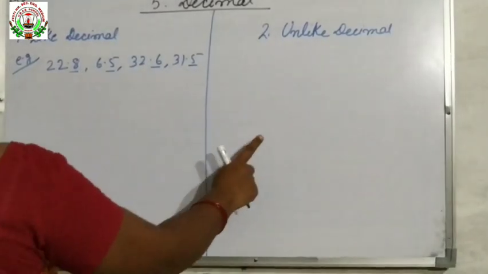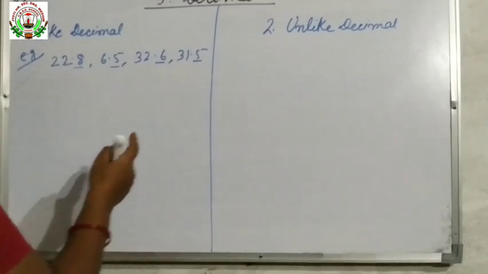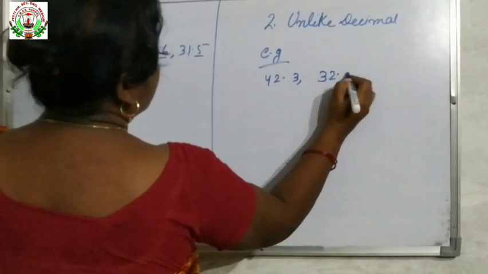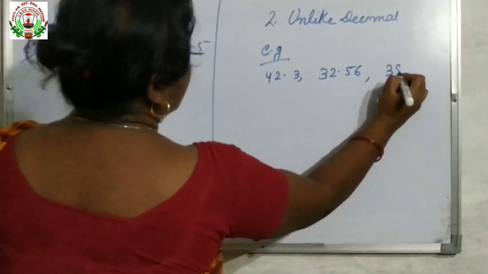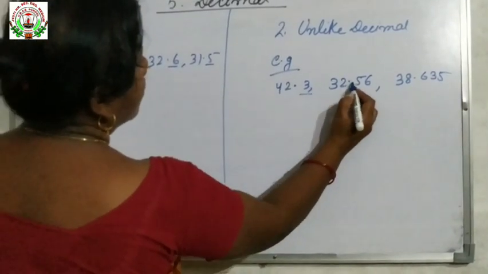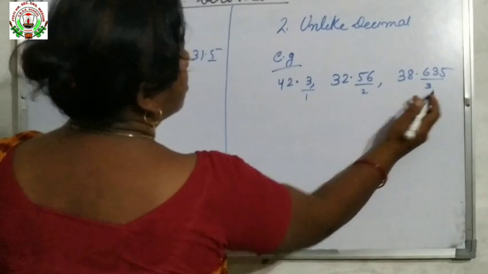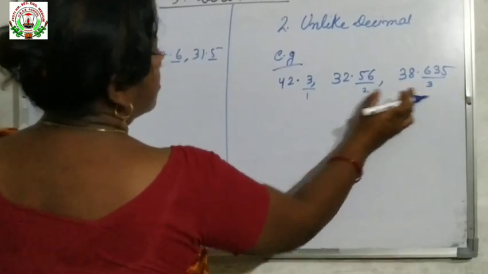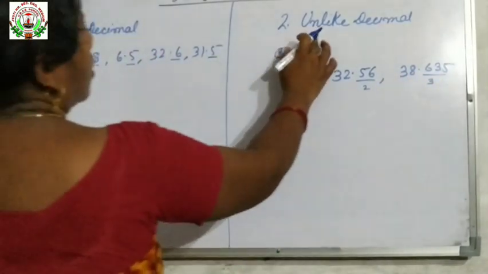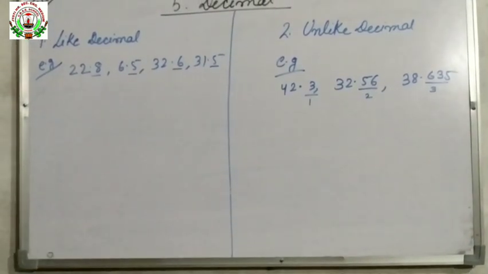Understood? And unlike decimals are those having a different number of decimal places. Just like 42.3, 32.56, 38.635. Here, look, after the decimal one digit, two digits, and three digits. Here one digit, two digits, three digits. So different places are there. Decimal places are 3, 2, 1. So all are different. So it is called unlike decimals. Understood? What is like decimal and what is unlike decimal?